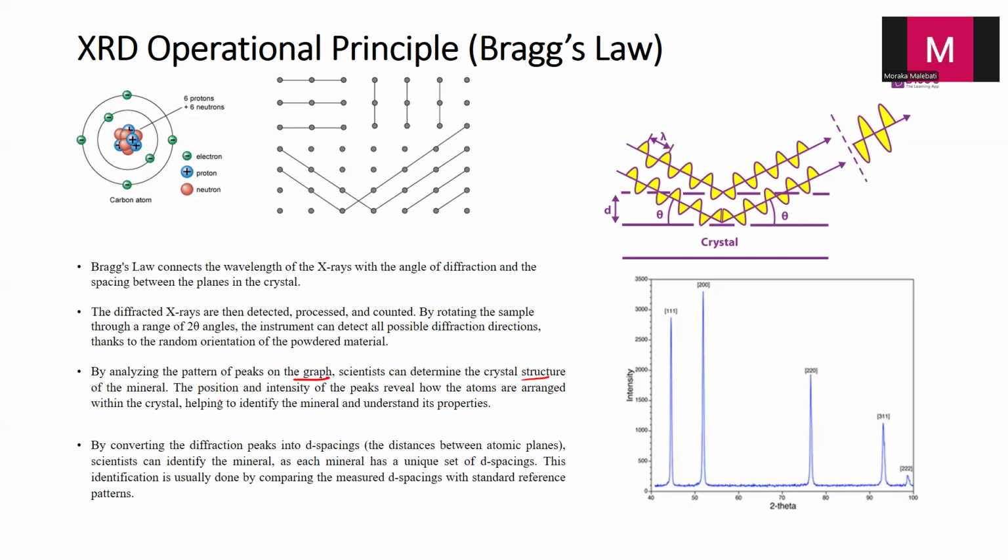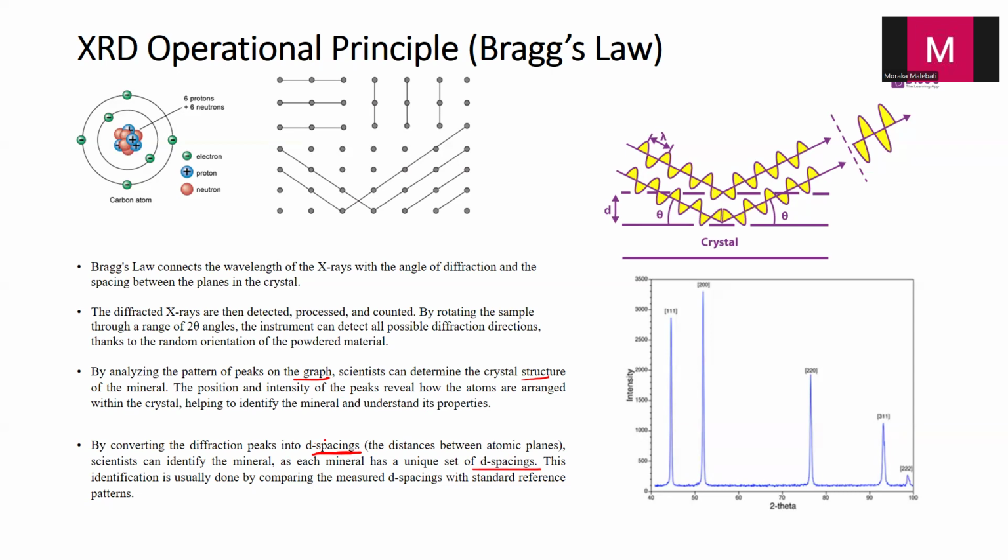The crystal structure of the mineral. So the position and intensity of peaks reveal how the atoms are arranged within the crystal, helping to identify the mineral and understand its properties. So by converting the diffraction peaks into d-spacing, scientists can identify minerals, as each mineral has a unique set of d-spacing. Each mineral has its own d-spacing.